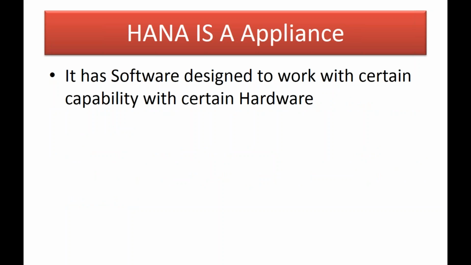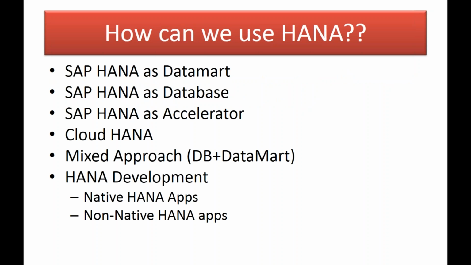Okay, so HANA is an appliance. Yes, of course, not only a platform, I can use it as an appliance. It has a software design that has to work much faster with certain capabilities on certain hardware. So your HANA software and hardware combined are helping your software run much faster, as expected by your customers. It is not only the software working here; the hardware helps your software run as expected.